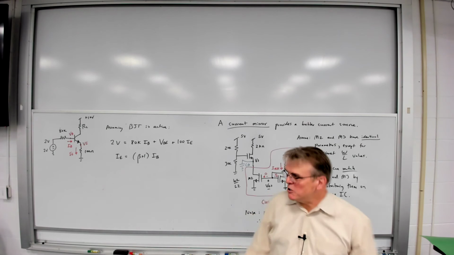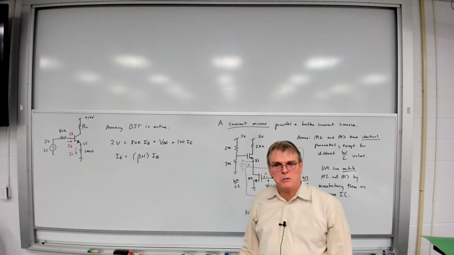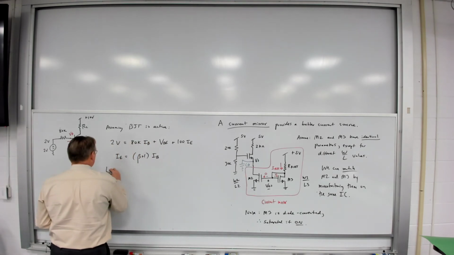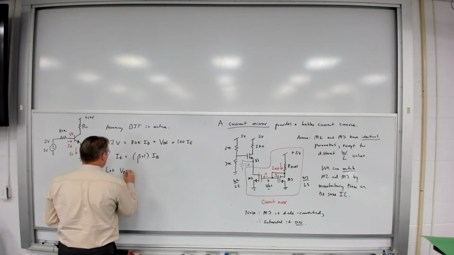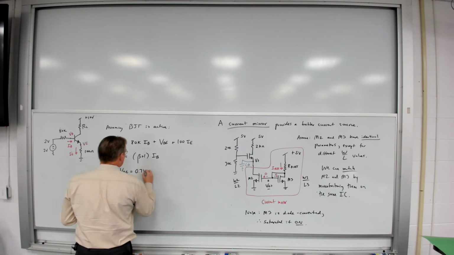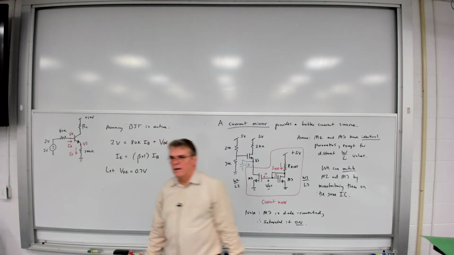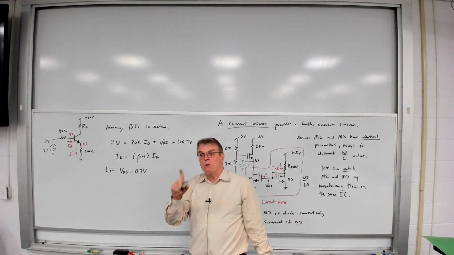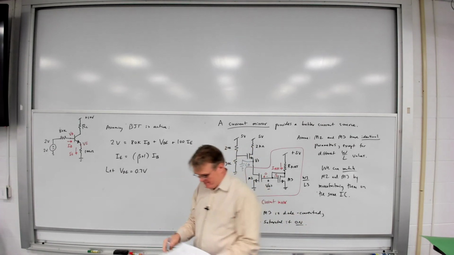Now this is sufficient for me to go through and solve the circuit. So I'm going to assume that VBE is equal to 0.7 volts. I'm going to assume this is stable, but now I'm going to vary beta.